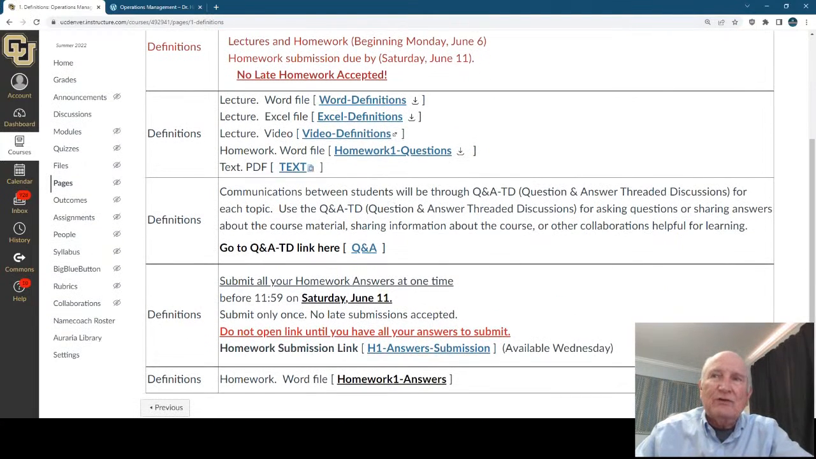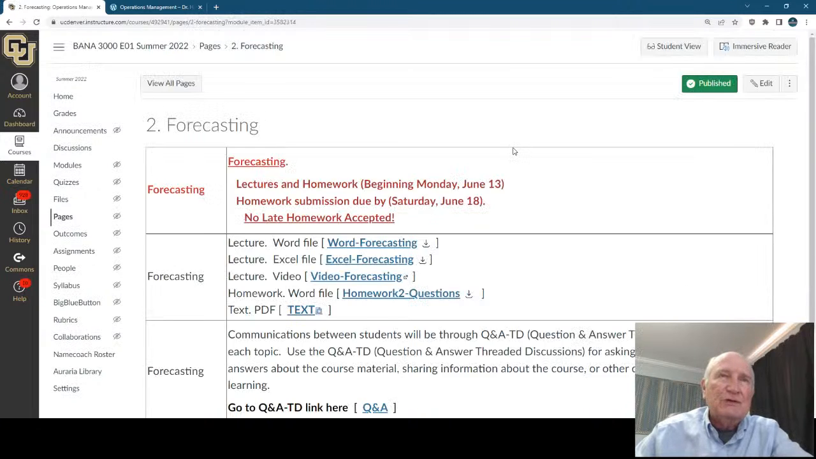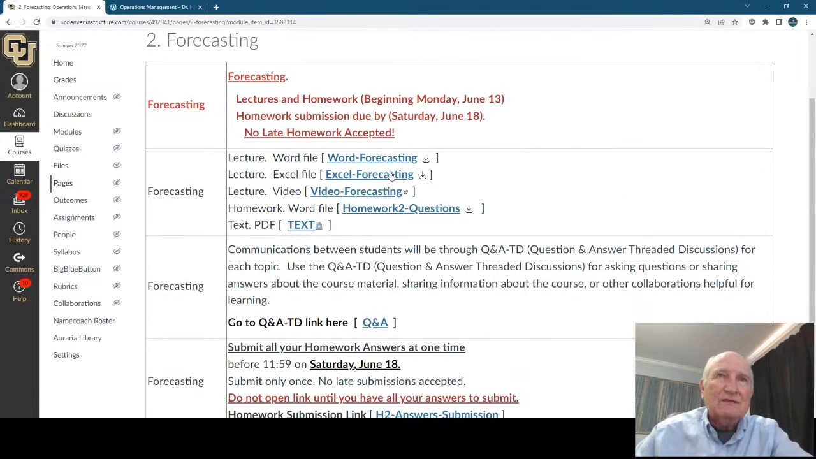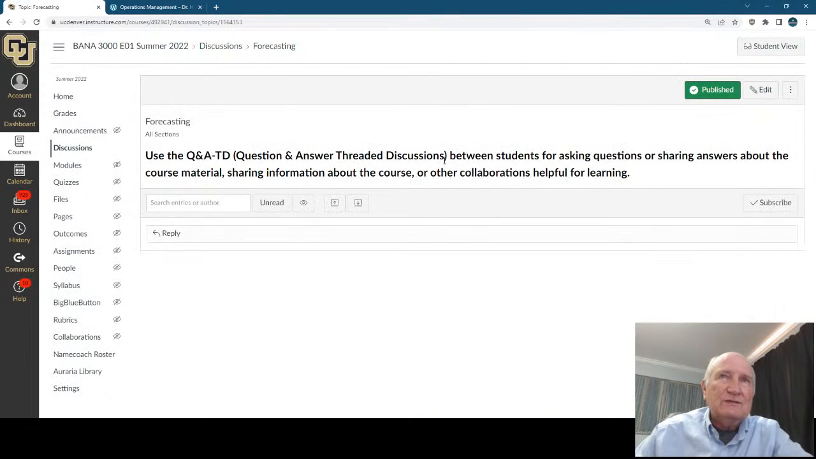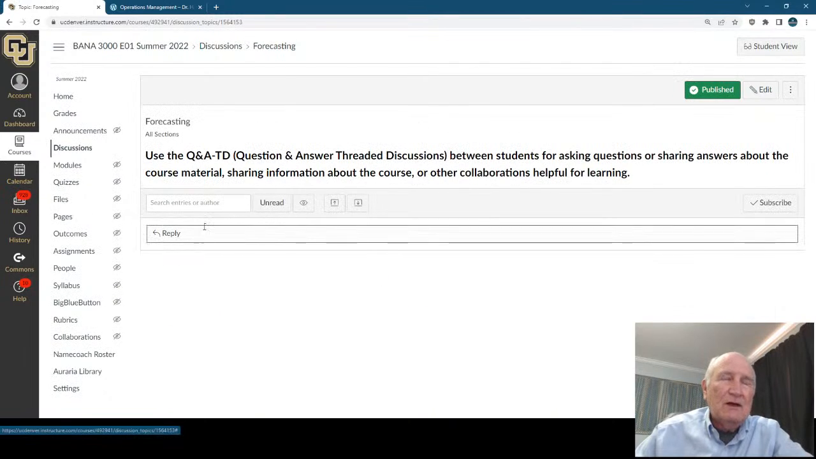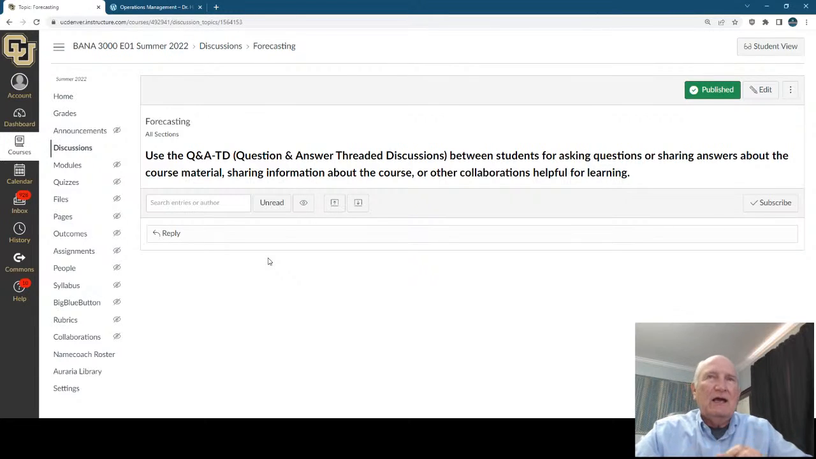So like if you go to forecasting, number 2 here, you'll still have a Word file, Excel file, video file, homework file. Again, then I have the answers down here. Now the Q&A, use the Q&A threaded discussion between students. If there's a thing that's not resolved between students, then you have Canvas messaging, ask me to come, and I'll come and look at it. Okay, but this is for students.